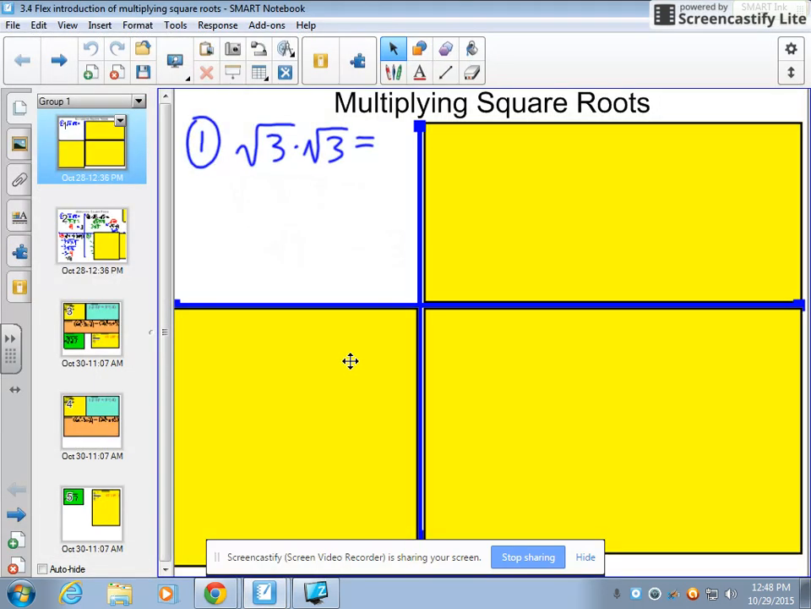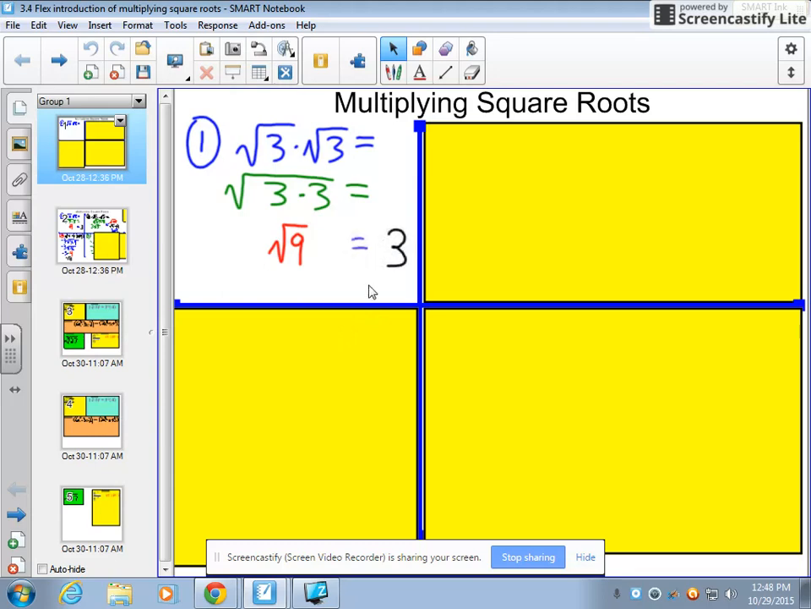Our first example out of 4, we're going to go through and do square root of 3 times square root of 3. Put underneath the same radical. By definition, you can do that, it is square root of 3 times 3. Square root of 3 times 3 is square root of 9. Square root of 9 is a perfect square, and that answer is 3.